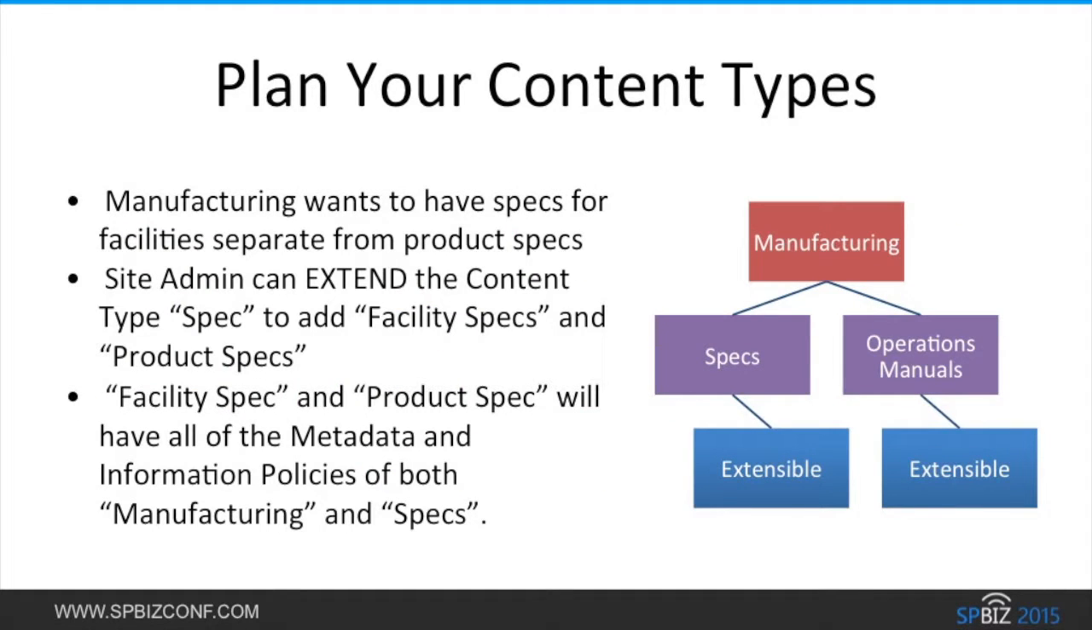And let's keep this example going, and we'll focus on the manufacturing line. Our manufacturing line of business wants to have specifications for facilities separate from product specifications, something that we didn't plan for at the enterprise level, but no worries because we did plan for content type extension. So the site admin can extend the content type of specification to add two new content types of facility specs and product specs. Facility spec and product spec will have all of the same metadata and information policies of both manufacturing as the highest level content type in the hierarchy, and the metadata and information policies of specs. The site admin could then add additional fields of metadata if they already existed in the system. Maybe they add facility ID to facility specification, and maybe it's product name to product specification.